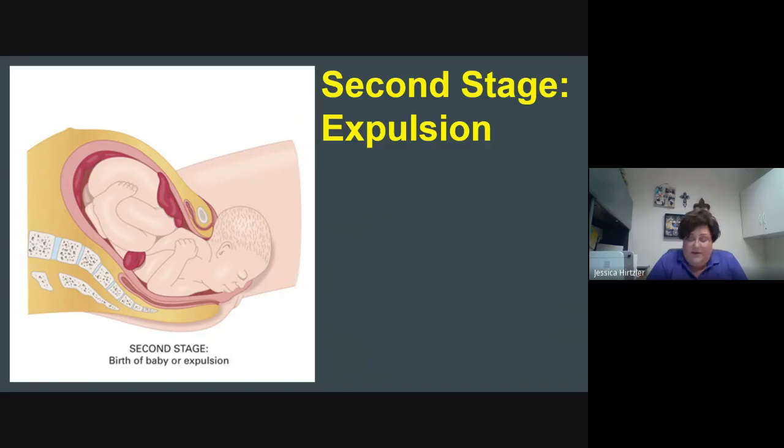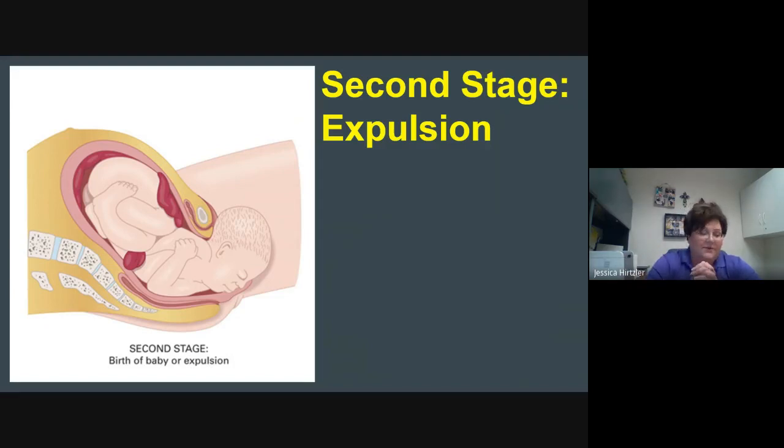As the infant's head appears at the opening of the birth canal, you may see crowning. You may see its head. The mother should be coached to push with each contraction. Once the head is delivered, the shoulders and the rest of the body will hopefully quickly follow. Sometimes babies are too wide at the shoulders, so we may have to help them out a little bit. But typically that's not the case and they just come right on out.